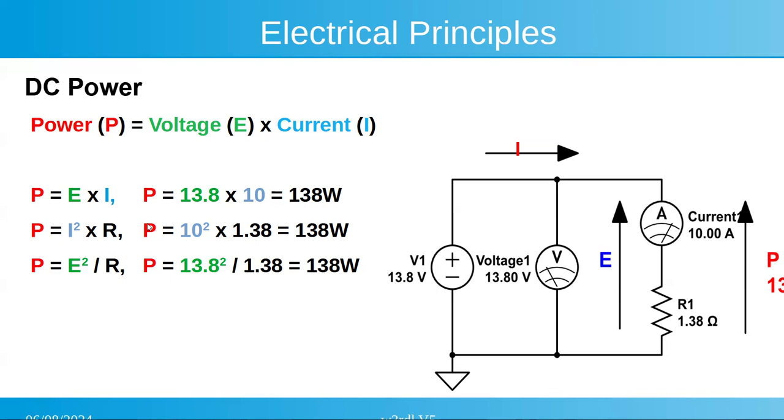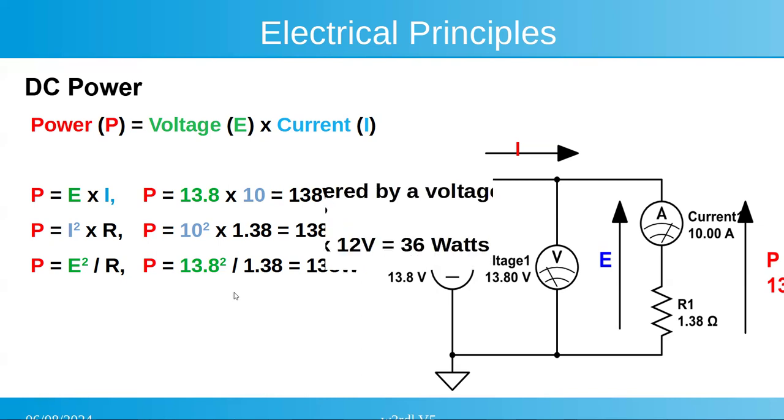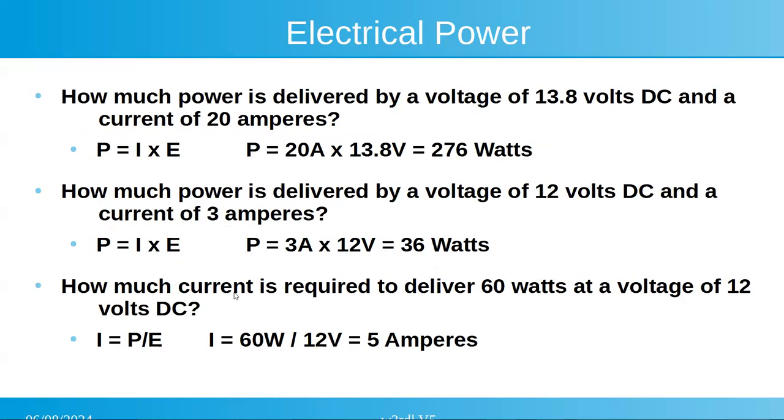But that's the main place you'd want to use this I squared R formula, for real power as opposed to apparent power. In DC, they're the same. When you get to an AC circuit, if there's any kind of reactive component, they're going to be different. Just to confuse you some more.